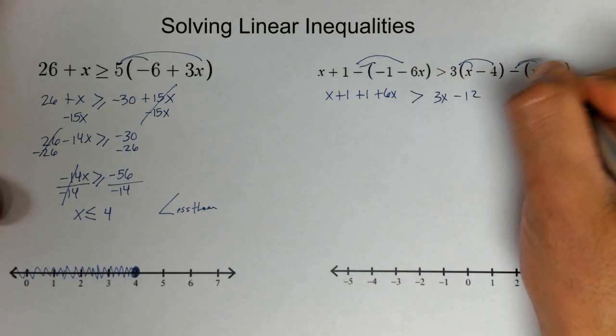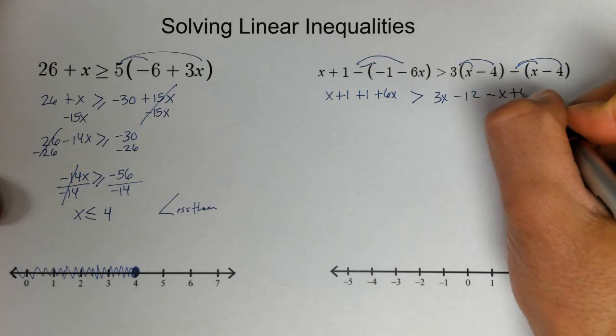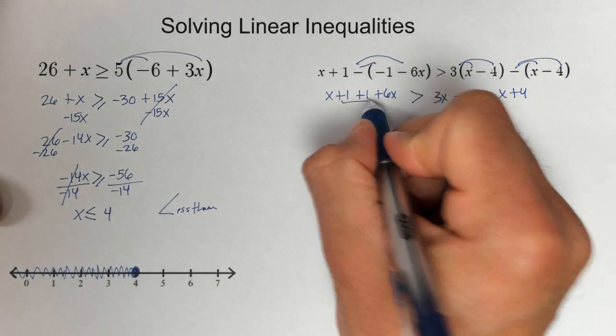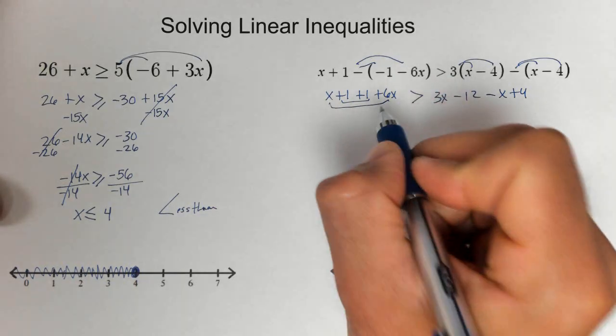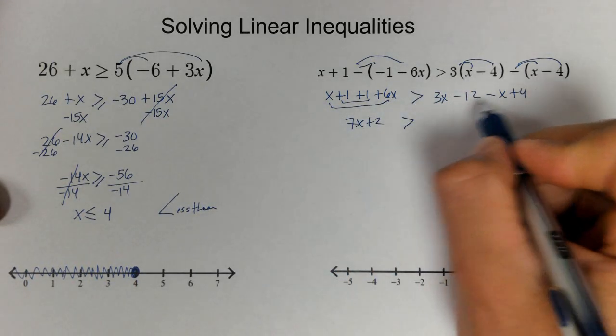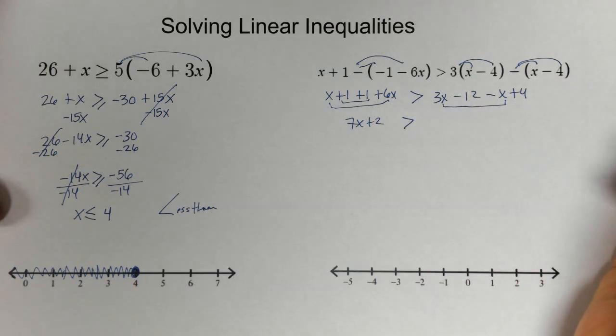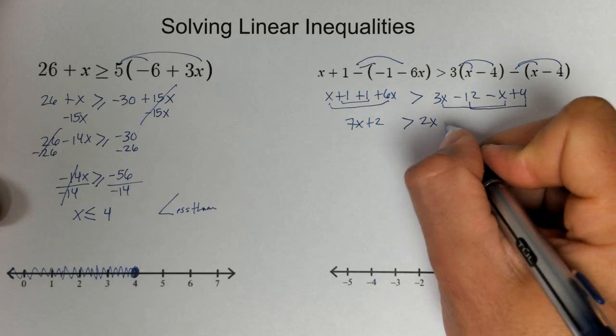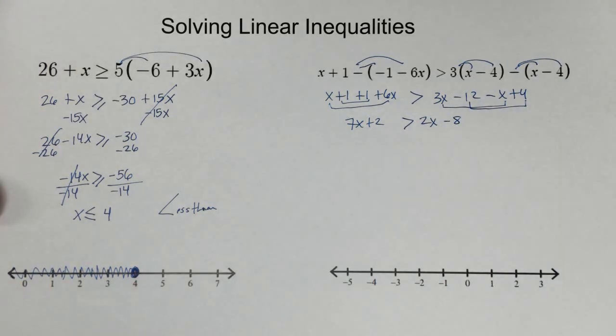Distribute this one into the other one. Minus x plus 4. When you combine like terms, right? These are like terms. You get 7x plus 2 is greater than. Here I can combine these. 3x minus x is 2x. And then the negative 12 plus 4 can give me negative 8. Right? I'm just combining like terms.